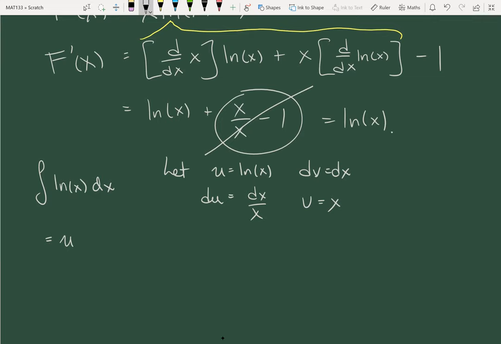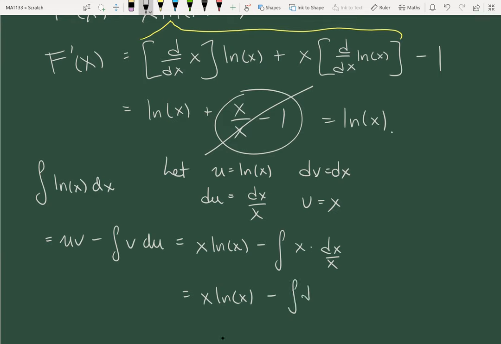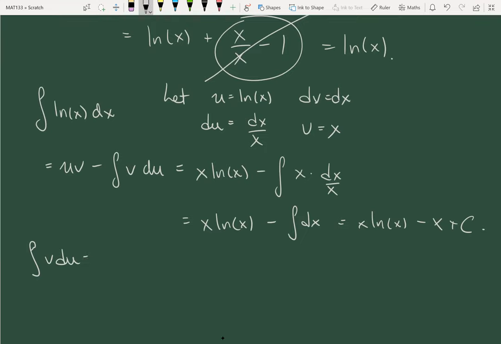So it's uv minus the integral of v du. So I'm going to get dx, so x times dx over x. So that's x ln x minus the integral of dx. So that's x ln x minus x plus c. Oh, okay, yeah, sure. Does that make sense then? Do you see what it is? Right, so integration by parts is the integral of u dv is uv minus the integral of v du.